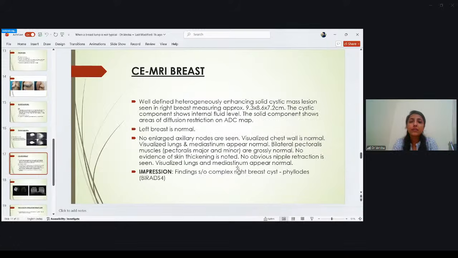Further, we advised MRI to this patient, which showed a well-defined heterogeneously enhancing solid cystic mass lesion in right breast measuring 9.3 into 8.6 into 7.2 centimeters. The cystic component shows internal fluid level. The solid component shows area of diffusion restriction on ADC map. Left breast was normal, and there were no enlarged lymph nodes seen.